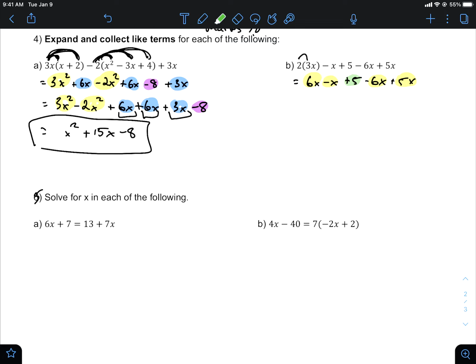Okay, so put all the yellow stuff together, add them together, and then if you had any green stuff, you could add it together as well. So 6x minus, you can group it in whatever order you want. Okay, 6 take away 6, well that's 0, that's why I did that. And then negative 1 plus 5, oh that's 4x plus 5.